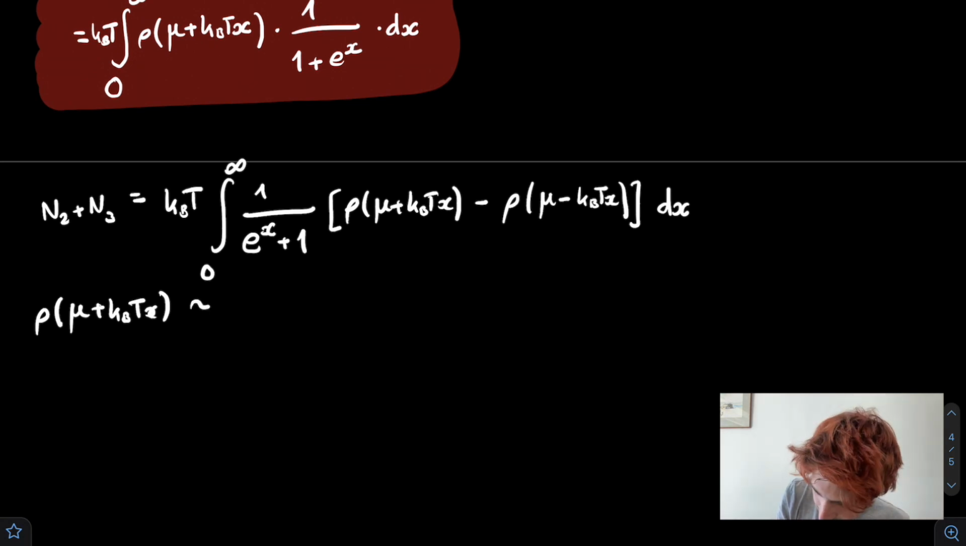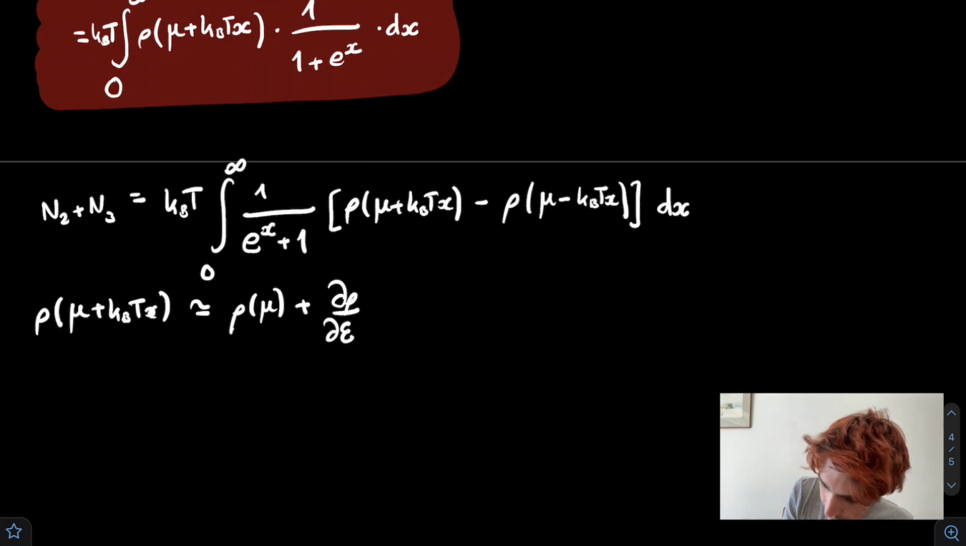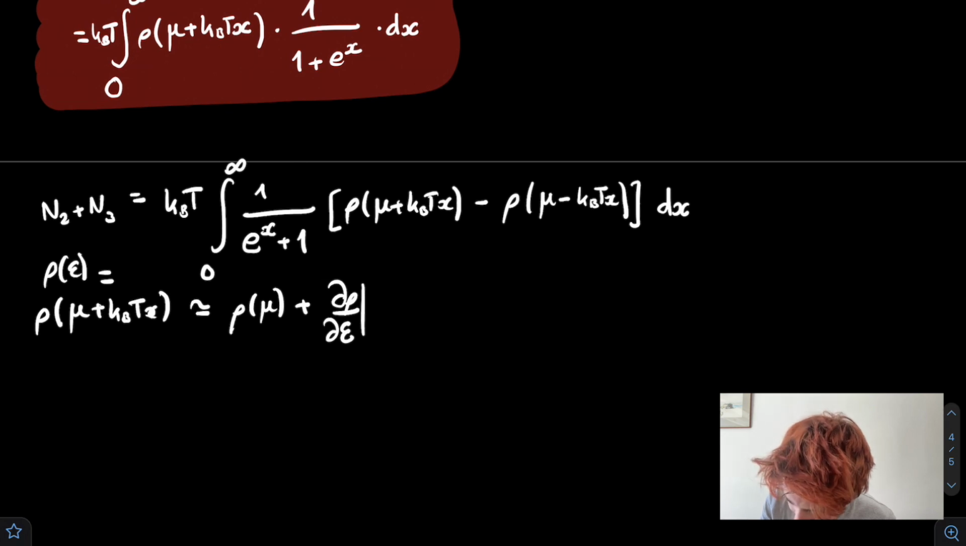So this is going to be approximately equal to rho of mu. So that's going to be our base term right there. And of course, with the Taylor expansion, we are going to have the derivative of rho with respect to this whole variable, which is epsilon. This is rho of epsilon, evaluated at epsilon equals mu, multiplied by the first deviation term, kBT times x. So that's our first order expansion.